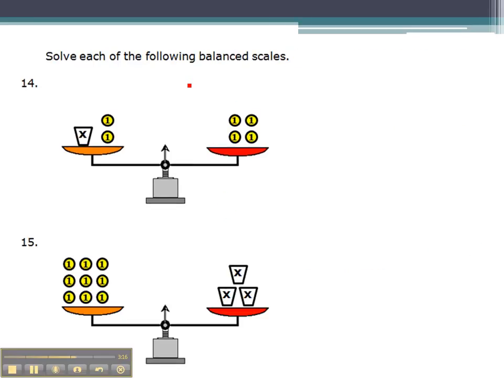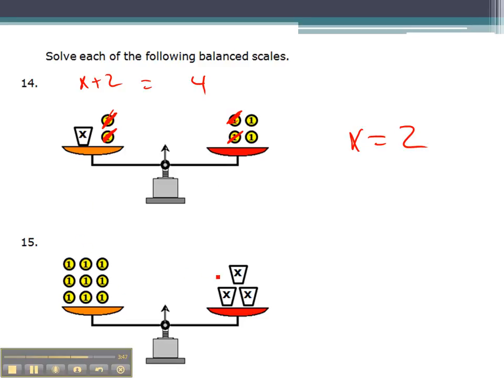On 14 and 15, we need to solve each of the balance scales. Now we could write an equation, x plus 2 equals 4, and solve that equation, but as long as we have the model, sometimes it's easier to just balance the model. In other words, if I have 2 extra chips here, I'm trying to get x alone, I'm trying to isolate the variable, I can take those 2 chips off of this side of the scale as long as I have 2 chips over here that I can take off to keep the scale balanced. So what we're left with is x equals 2.